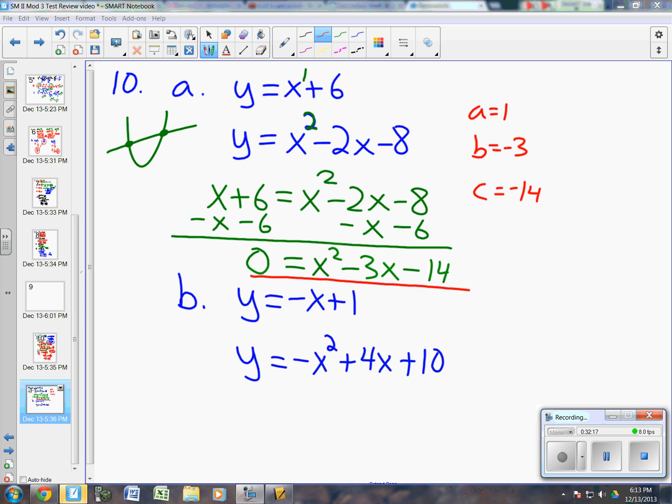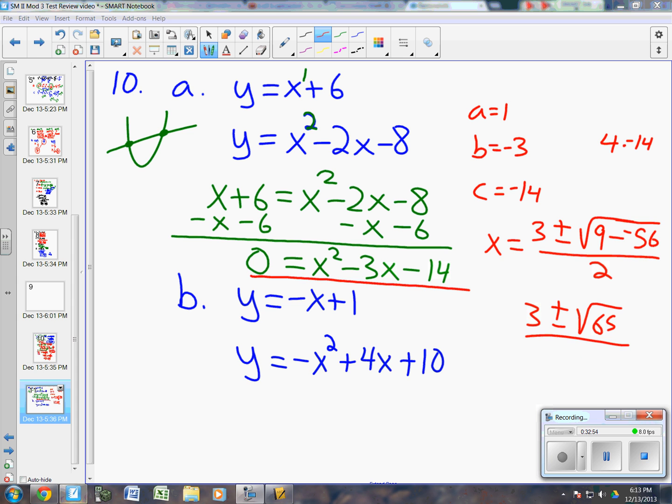And we have the quadratic formula, so we're going to have x equals negative b, which would be a positive 3, plus or minus the square root of negative 3 squared, which is a positive 9, minus 4 times 1 times negative 14. So 4 times negative 14 is negative 56, all over 2 times 1, which is 2. And 9 minus the negative 56 is the same as 9 plus 56, which is 65. So 3 plus or minus the square root of 65 all over 2.